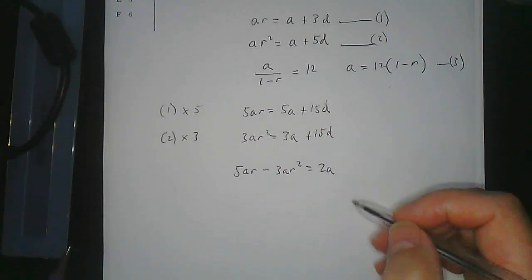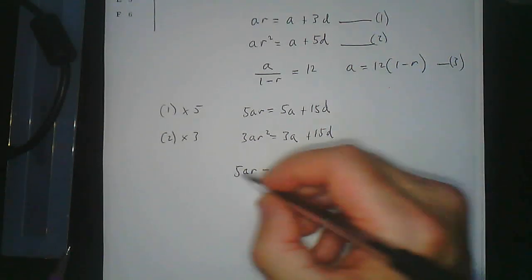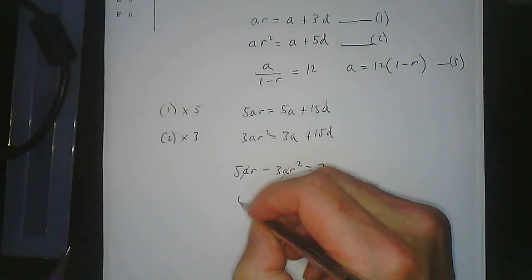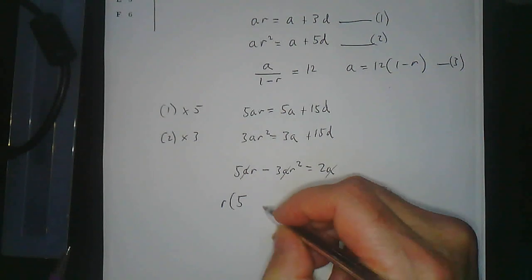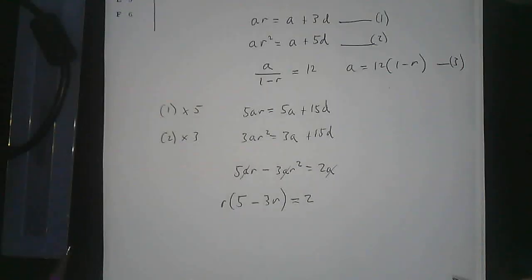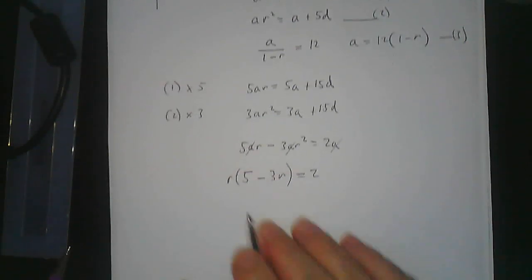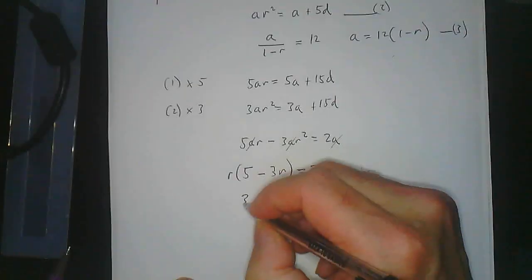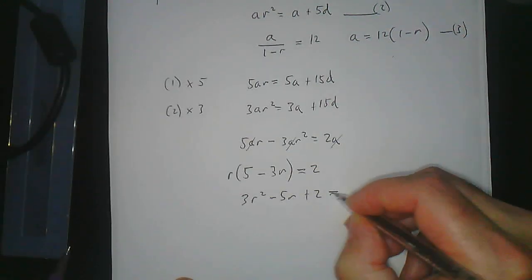And then, interestingly, even though we're trying to find A, the A's actually cancel here as well. So we're going to have to find R first. So what have we got left? We've got A lots of 5R minus 3R squared equals 2A. We've got a quadratic in R, haven't we? So let's just rewrite it. It's 3R squared minus 5R plus 2 equals 0.